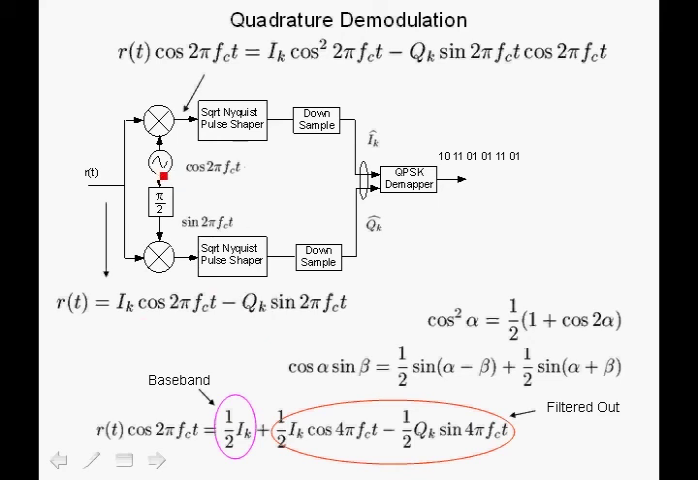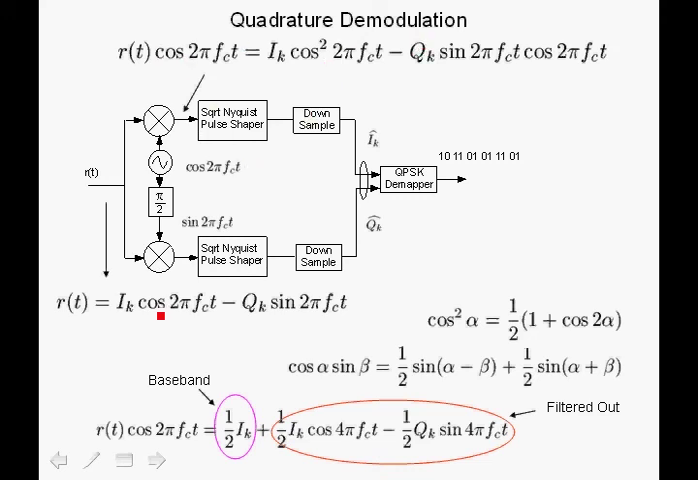In the quadrature demodulation process, we have an oscillator and 2 mixers. On the top rail for the in-phase term we multiply or mix with cosine 2 pi fc t, and on the bottom for the quadrature we mix with sine of 2 pi fc t. Let's focus on the top part for now. So if we take the received signal r(t) shown over here and multiply times cosine of 2 pi fc t, we obtain the expression over here.